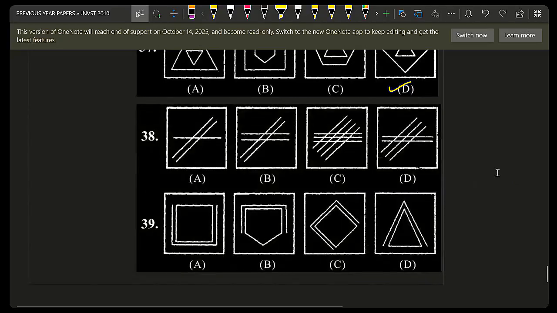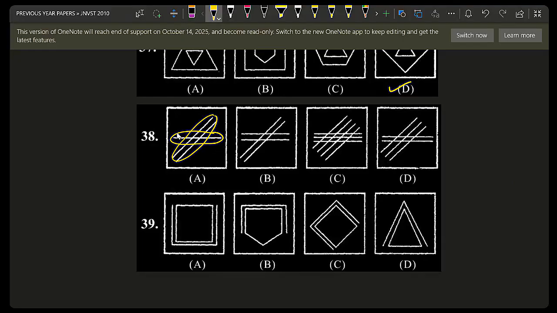38 and 39. 38. Except figure B, the straight lines are one less than the inclined lines. Inclined lines, how many are there? Two. Straight lines, how many are there? Straight means you take horizontal. So one less than the inclined lines. So in option C, inclined lines are 4, horizontal lines are 3. 4 minus 1 is 3.